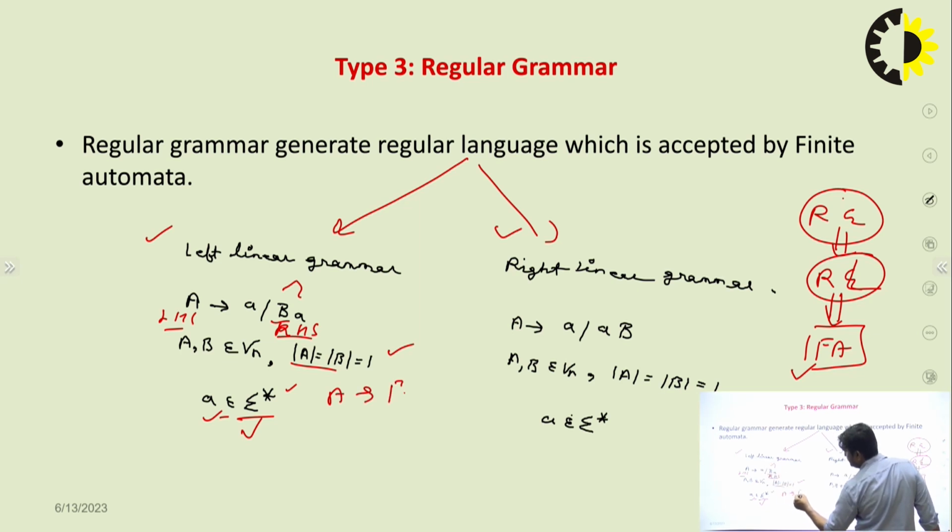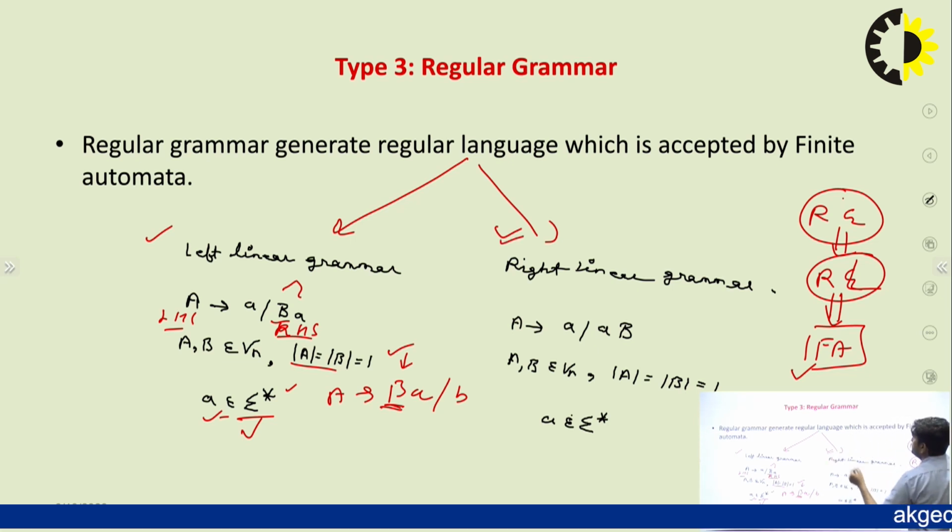That is, A and B. The variable is at the extreme leftmost. Next, right linear grammar. Both sides have one variable, and the variable on the right-hand side is rightmost. This type of grammar is known as a right linear grammar.